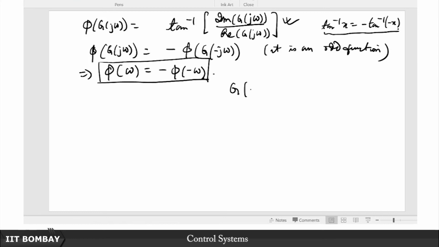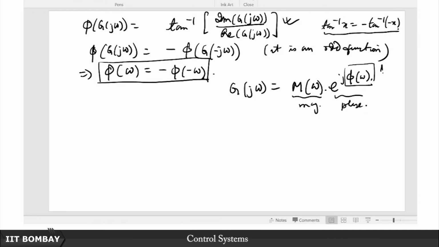Eventually we are going to write this g of j omega as we do for any complex number in its polar form. We are going to write this as this. So this is going to be the magnitude, this is going to be the phase, where this is of course the argument of g. This is a standard representation of a complex number that we are all familiar with at this point. So having seen this, you might wonder why I am taking this digression.